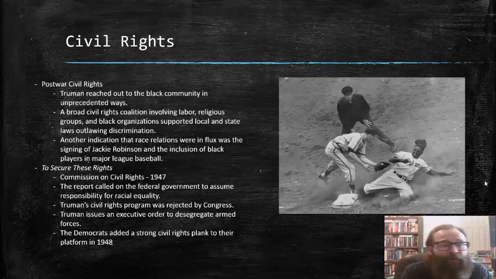In 1947, Truman established the Commission on Civil Rights, which issued a report called To Secure These Rights. And this report called on the federal government to assume responsibility for racial equality. However, this civil rights program was rejected by a conservative Republican Congress. However, Truman pushed back against that and issued an executive order to desegregate the armed forces. And Democrats also added a strong civil rights plank to their platform in the election of 1948.